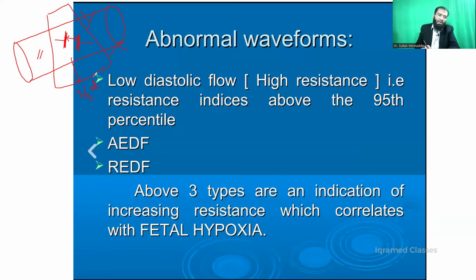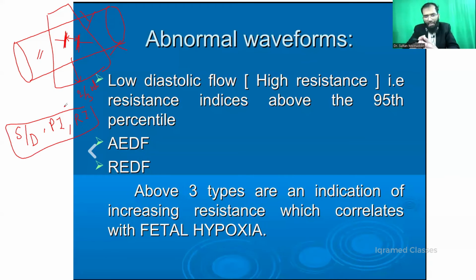Moreover, these parameters what you see, that is S by D ratio, PI, RI, these three are non-angle dependent. They are not dependent on angle. So that is the advantage. So what if they are non-angle dependent? If the vessel is like this, and you do not orient your velocity along the vessel, still the readings you get, PI, RI, are accurate. These are not angle dependent.